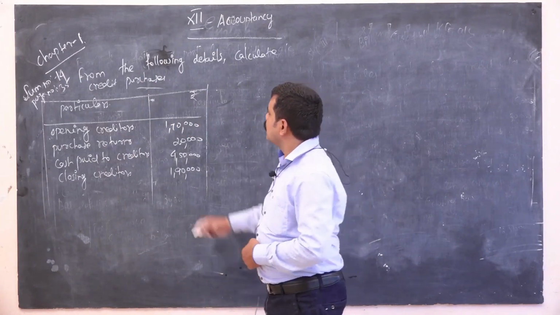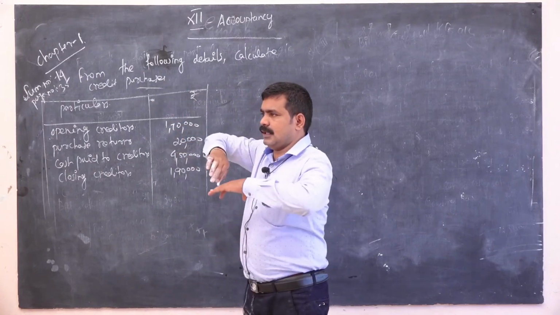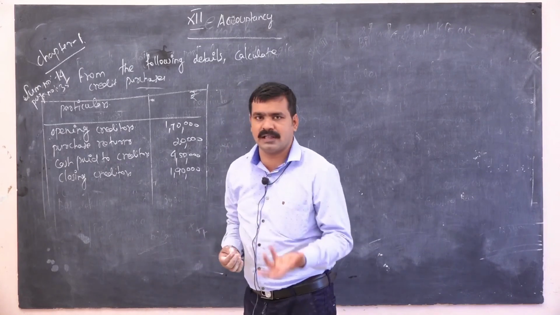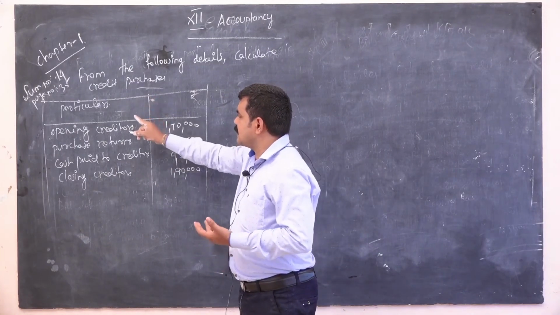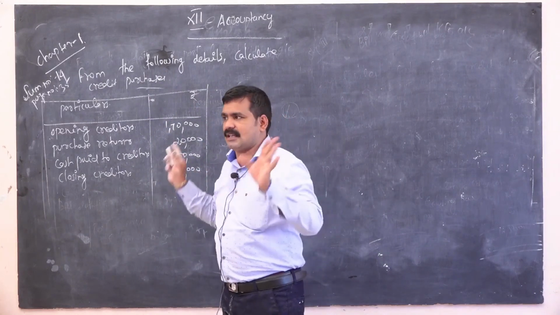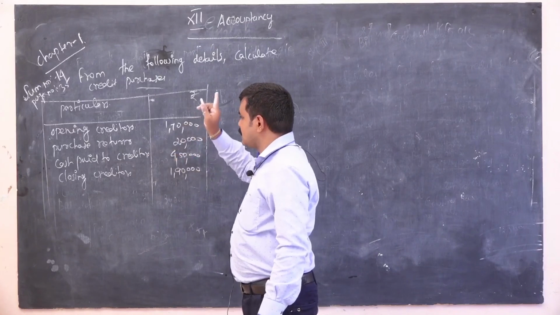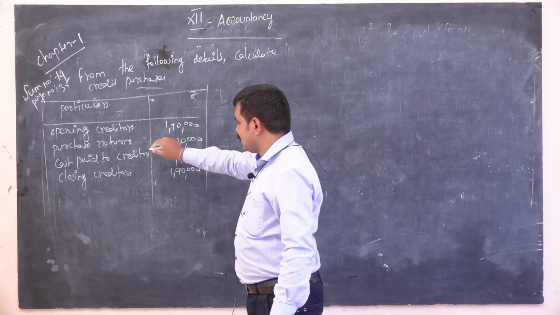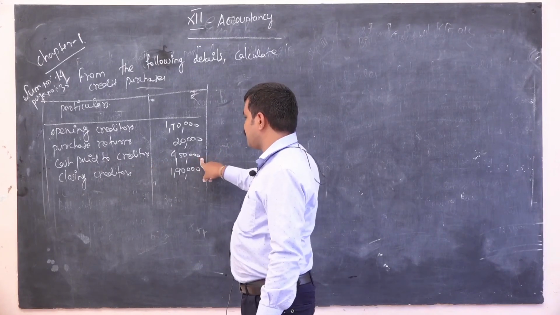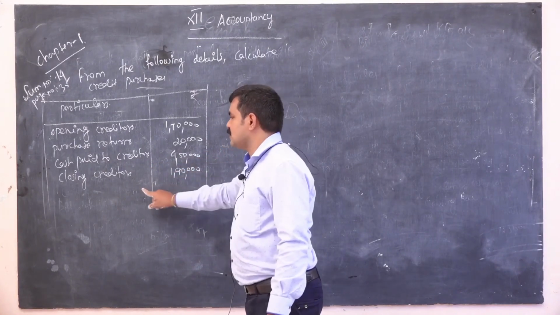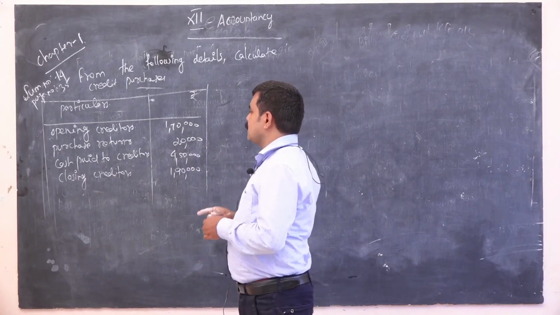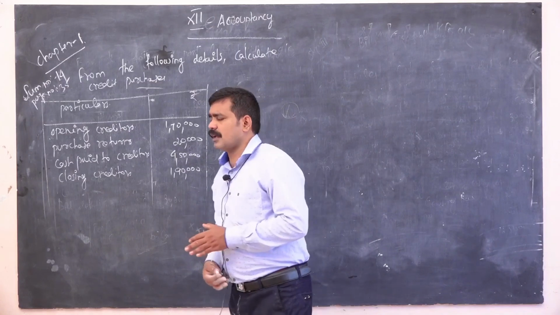In any board exams, credit purchase means creditors, and sales is related to debtors. Opening creditors 7,70,000, purchase return 20,000, cash paid to creditors 4,50,000, and the closing balance. Opening balance and purchase return come on this side. These are the amounts you have to consider.